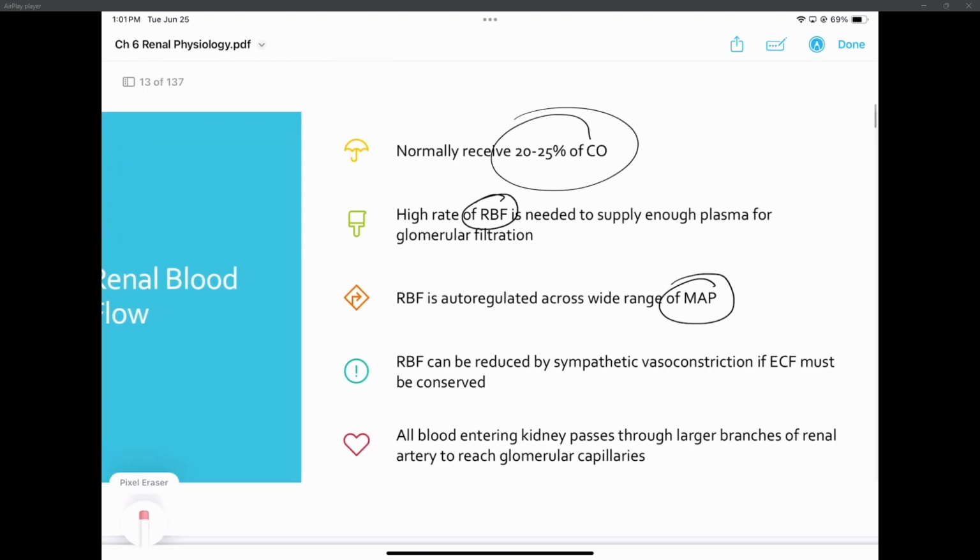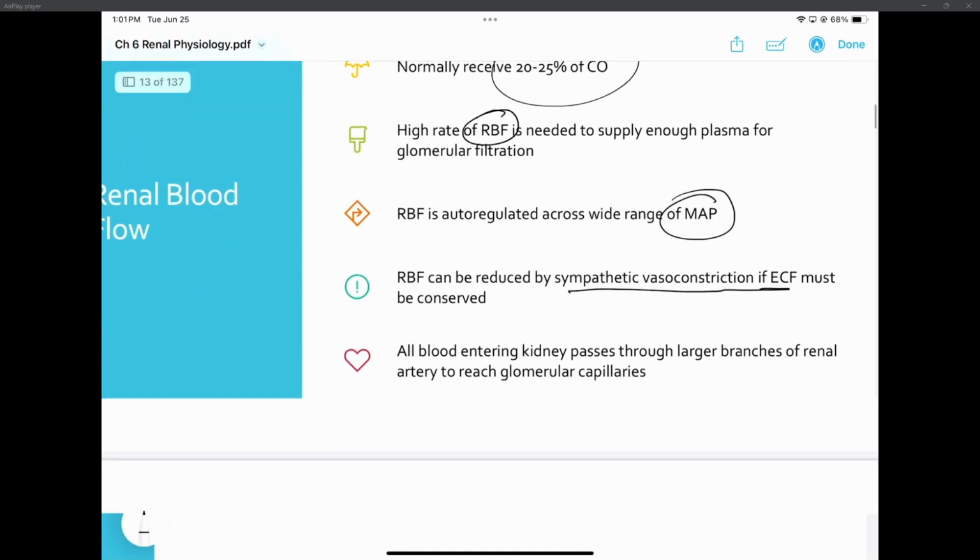We can alter renal blood flow through sympathetic vasoconstriction if ECF must be conserved. If we're having hypovolemia, we're in shock, we're losing blood somewhere, we have to conserve our extracellular fluid. So by shutting off blood flow to the kidneys, we can keep that blood going through the body, and that's why the kidneys are so susceptible to injury, because they can get cut off from blood supply very quickly. Okay?